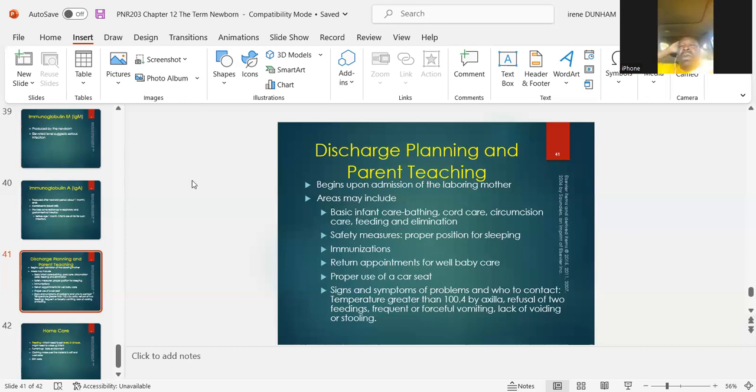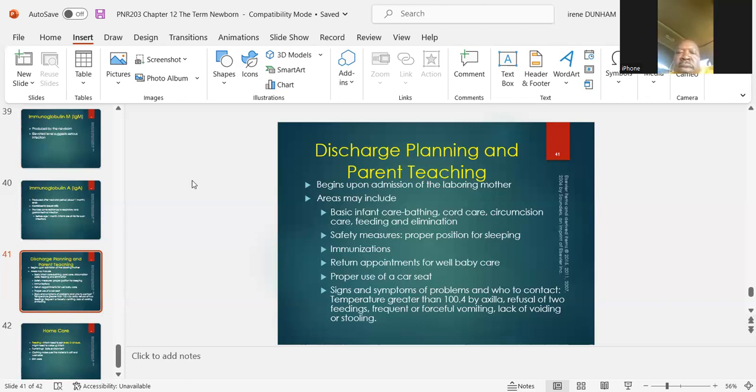And then safety measures, proper position for sleeping, right? We don't put a baby on his stomach. No. Can aspirate that way. You put him on his back or his side. And then babies will go to a pediatrician for his immunizations, okay? And we'll probably give him, remember we're going to do the eye ointment that we talked about already, vitamin K, probably a hepatitis B injection. And so you get a consent for all of them, but they get them before they leave.